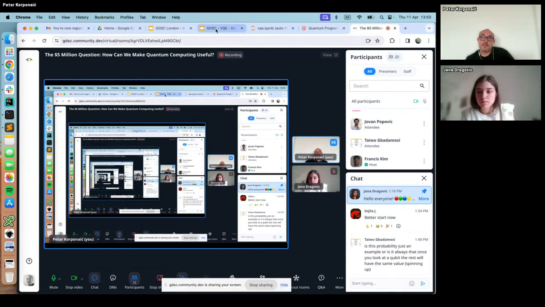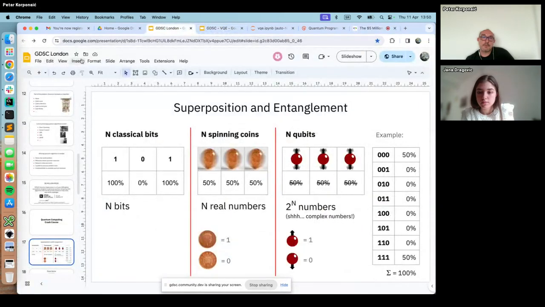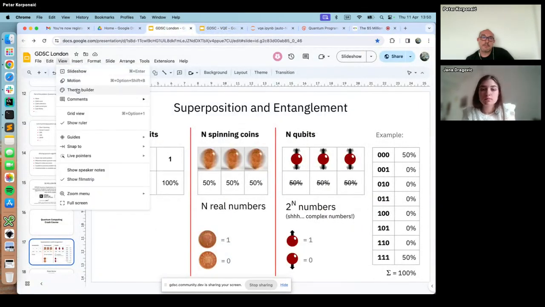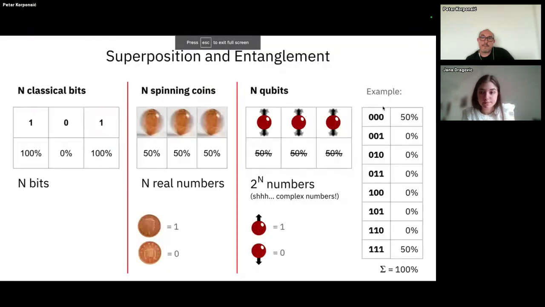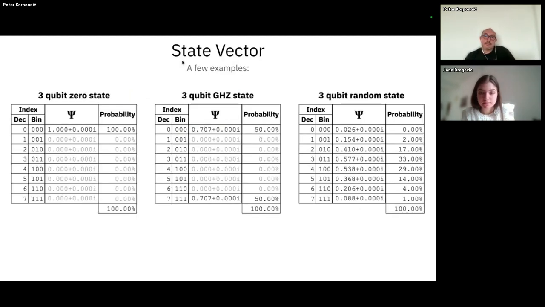We can put qubits into any probability, into any relation. Let me give you more examples, so it will be more clear. I will show you a few examples of a state vector.